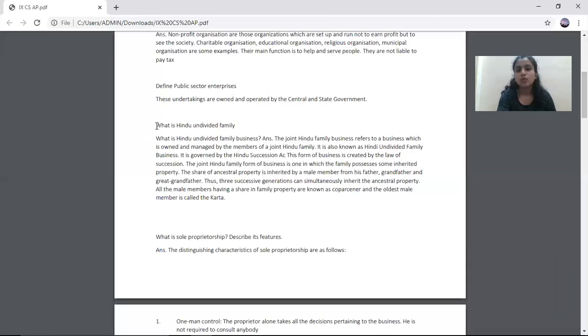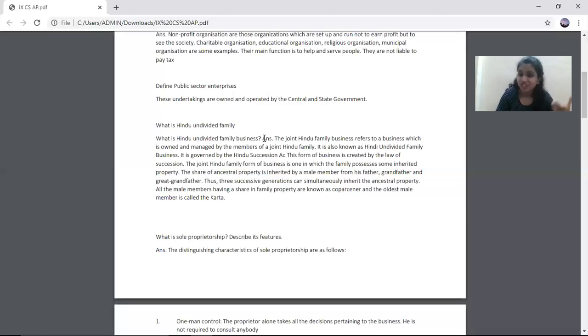Now, what is Hindu undivided family business? Now, again, the answer. This is something where the meaning of Hindu undivided family is asked, right? So you don't have to write a definition given to you by anybody. You can simply write this answer in your own words, whatever you have understood about Hindu undivided family, but make sure you write it is something that is owned and managed by a family. So these keywords have to be there.